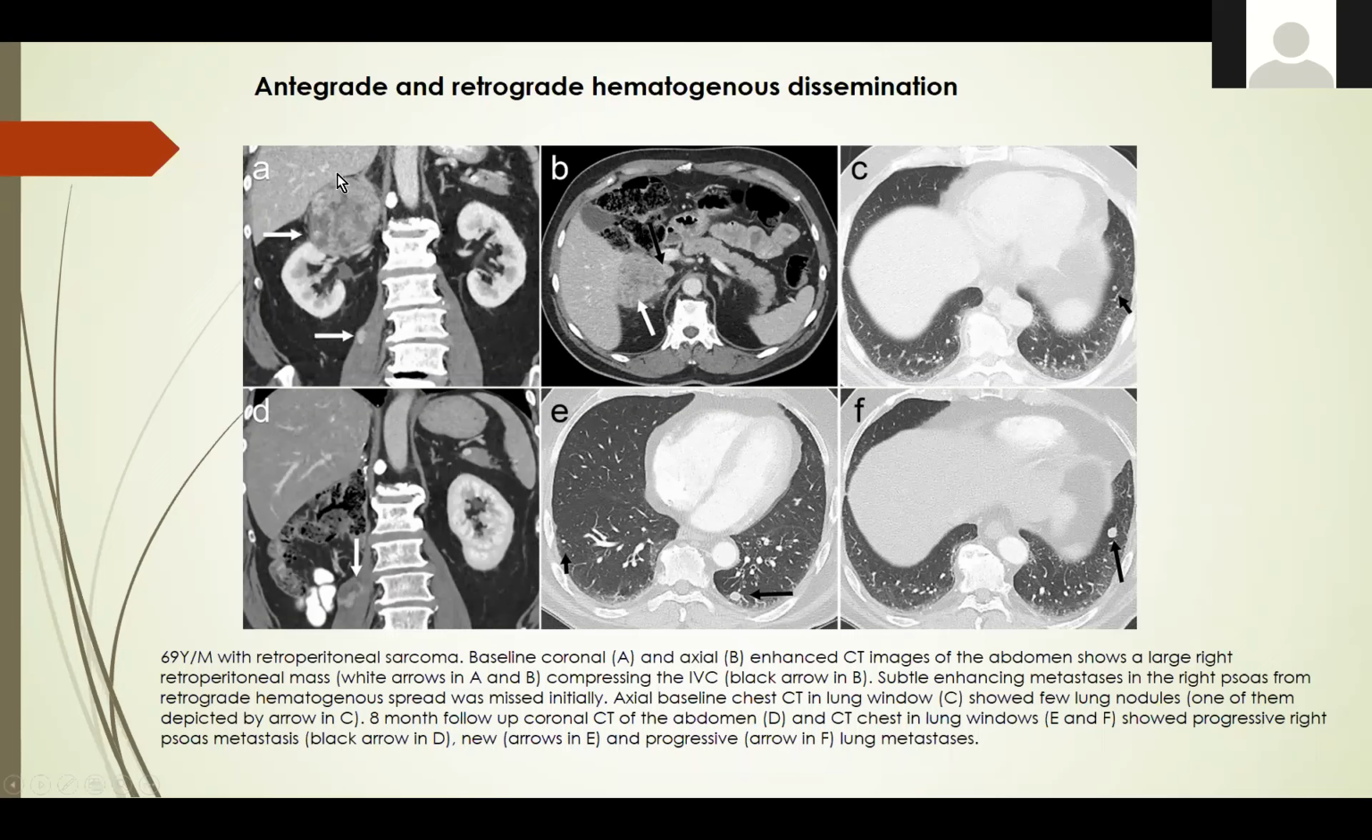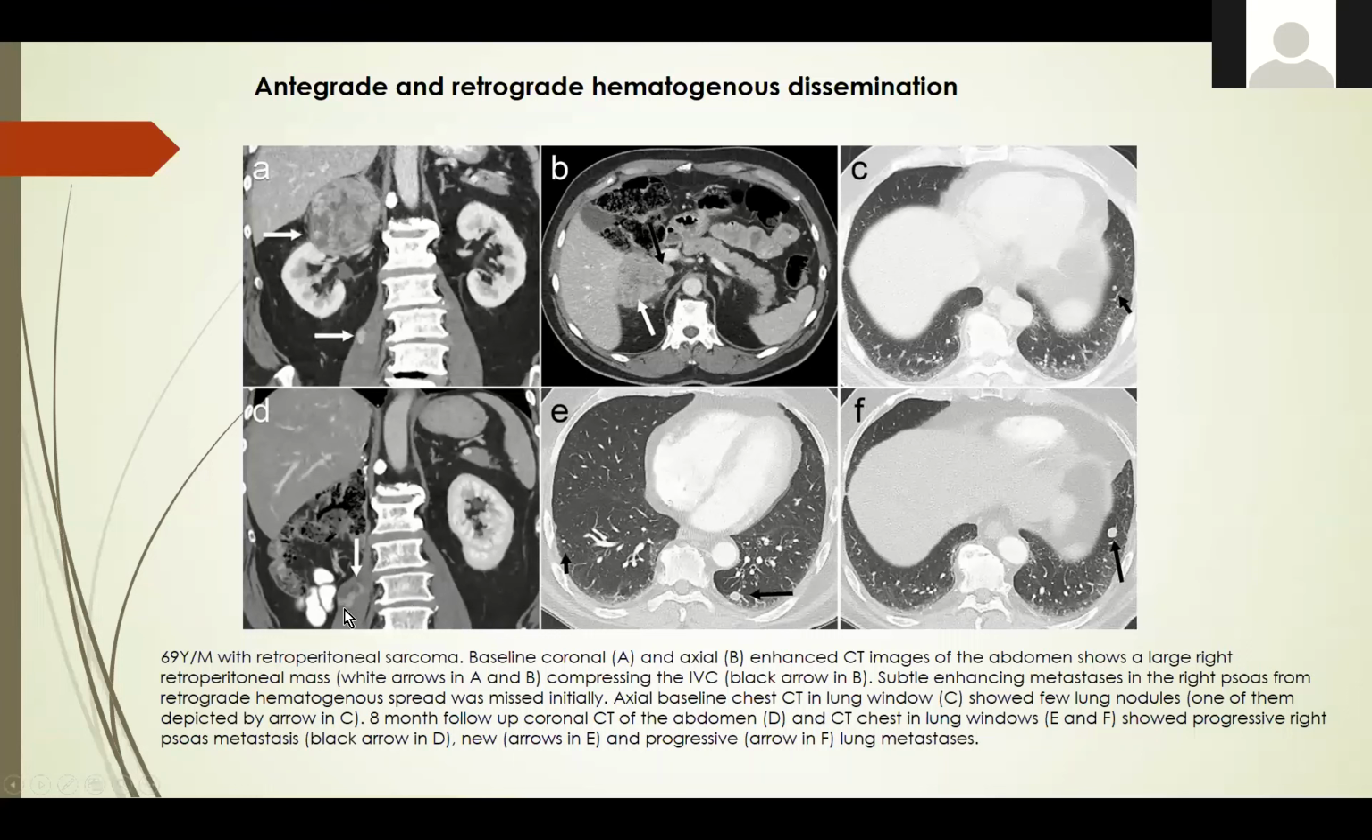Here is a right retroperitoneal sarcoma. This patient shows mass effect on the adjacent IVC, which is slightly narrowed, and the patient presented with lung nodules. These lung nodules were detected, but this one was not identified at diagnosis. The patient had surgical resection of this mass, and the lung nodules were followed. These lung nodules grew on follow-up studies.